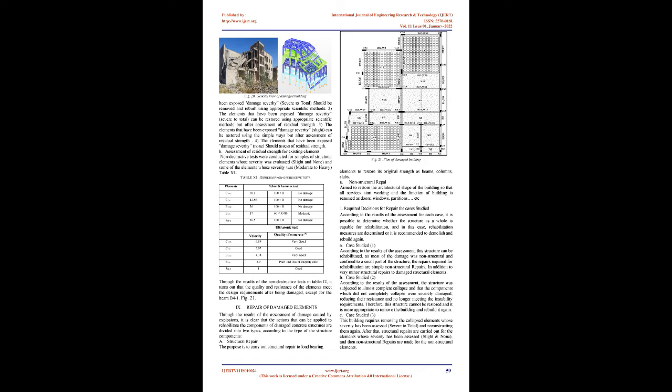It turns out that the path of the loads has changed as a result of exposure of some elements to total collapse. The non-damaged elements that have not been subjected to total collapse may have decreased their resistance as a result of the redistribution of loads and moments. As a result, 1. The elements that have total damage should be removed and rebuilt using appropriate scientific methods.